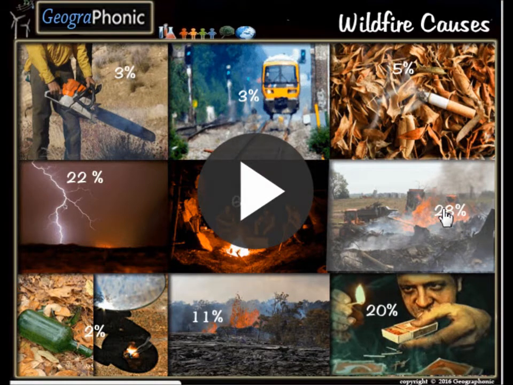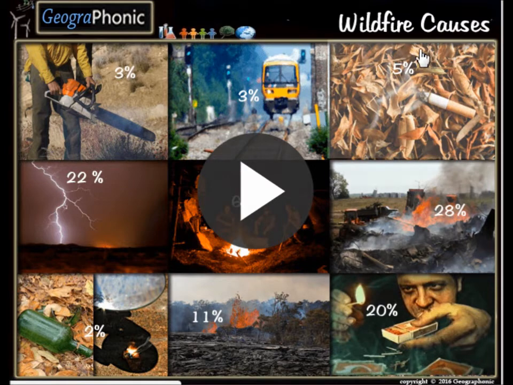Have you always wondered what causes a wildfire? Then you can learn that in this game. It's a free exercise and it describes the wildfire causes in percentages. You can play it yourself, look in the description of this video to find the link. I'm going to press start now.